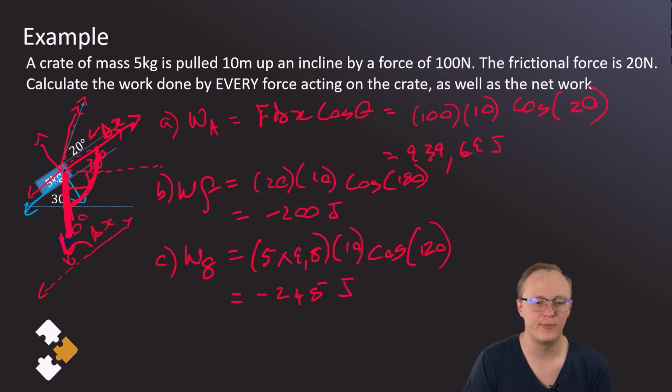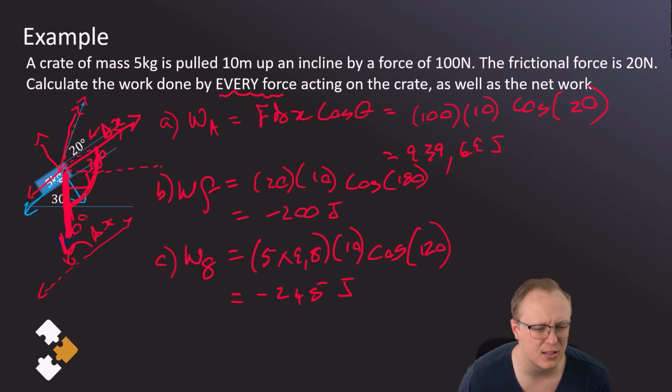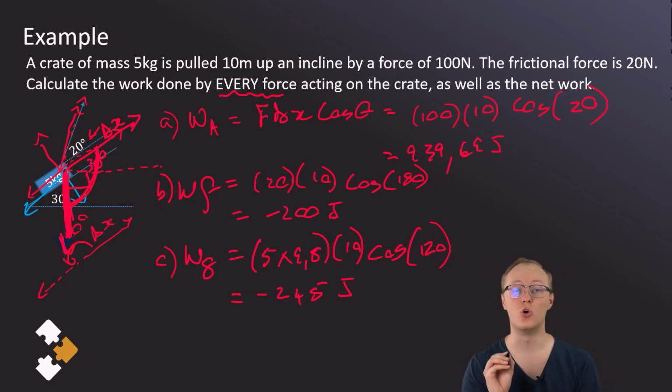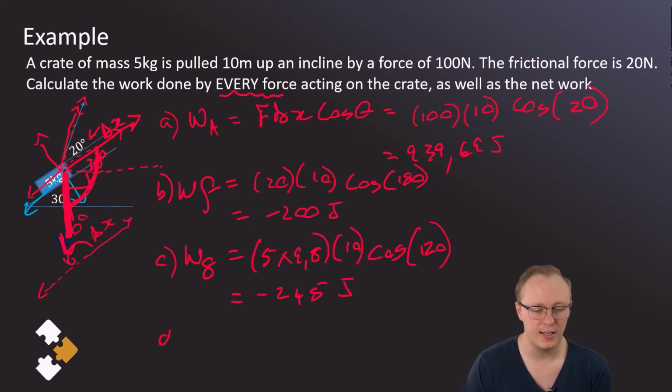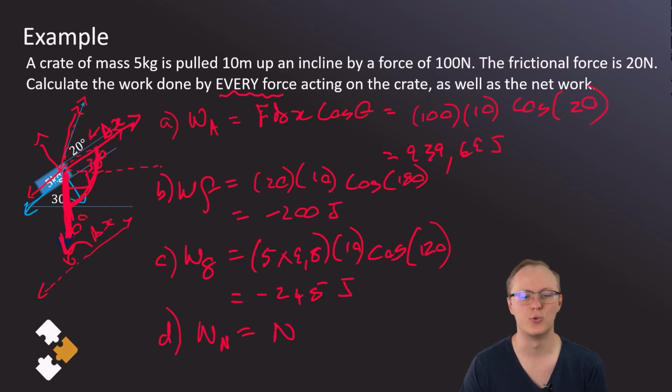And then we've got to find the work done by every force acting on the crate. So which force have we left out? Yes, the normal force, right? Now here, the work done by the normal force is going to be equal to the magnitude of the normal force. Now the magnitude of the normal force we know we can find, but in order to do it, we've got to find the y component of the applied force and Fg perpendicular.